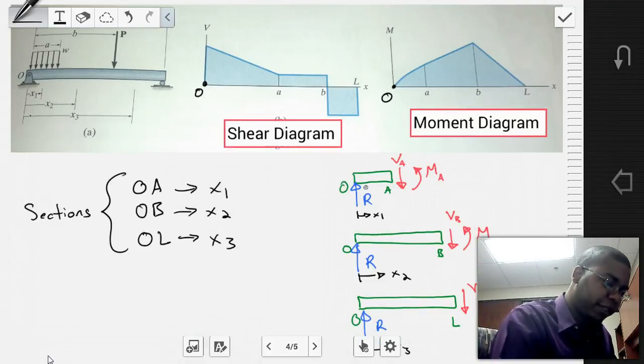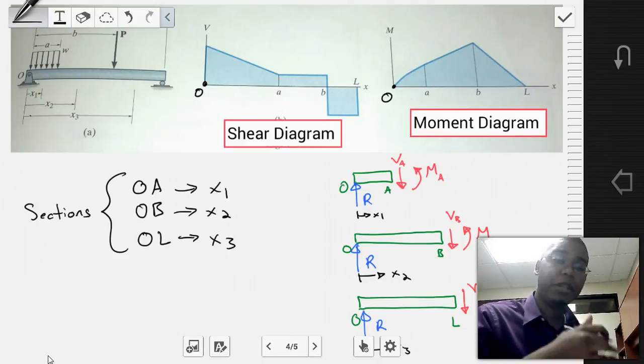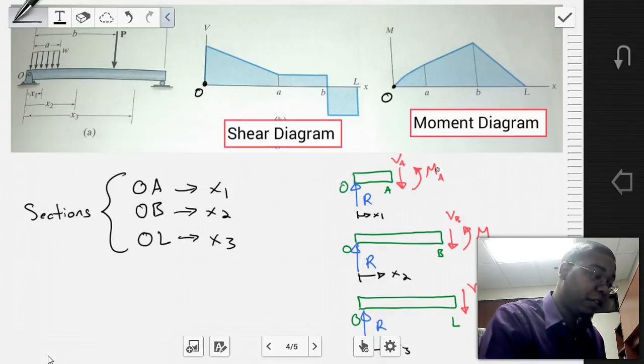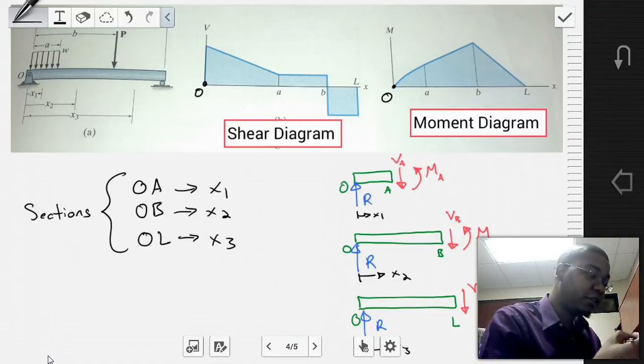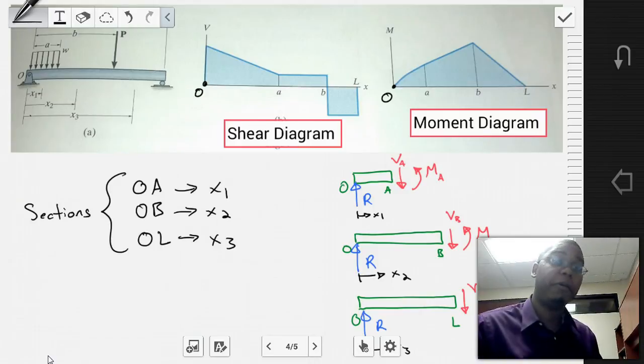We assume that the distance that we're going to be using is X1, X2, and X3. And then we can directly apply our equations of equilibrium, meaning our sum of forces and sum of the moments, in order to describe the shear force or the bending moment in terms of the value of X1, X2, and X3. And this will give us an equation which describes the behavior of the moment within the position of interest, from O to A, from A to B, and from B to L. Okay?